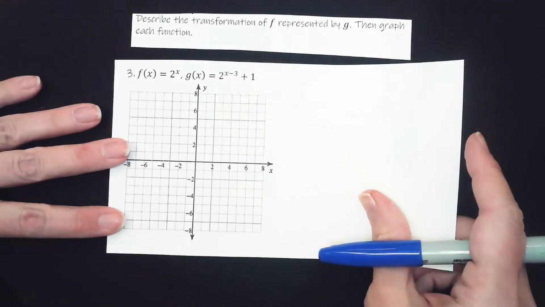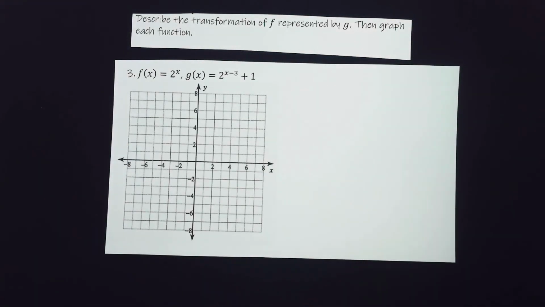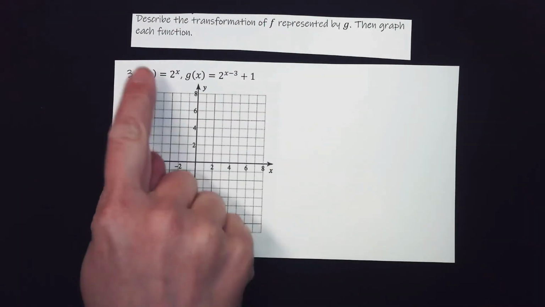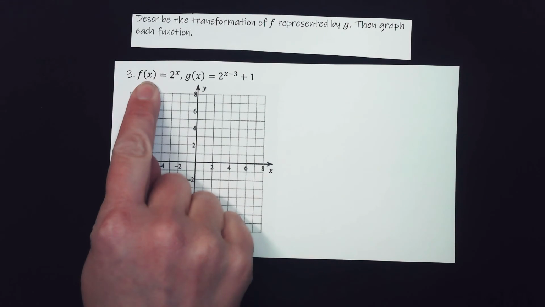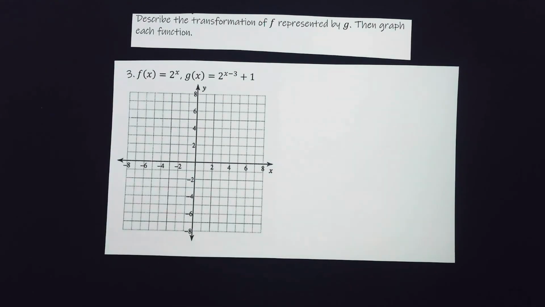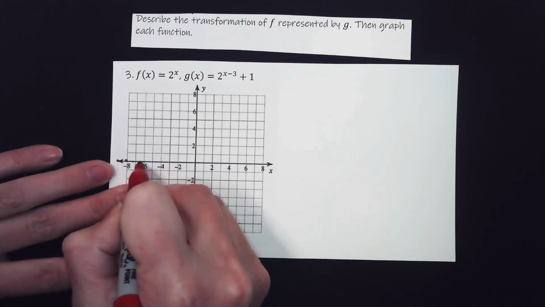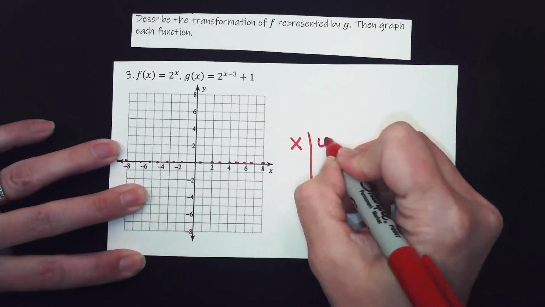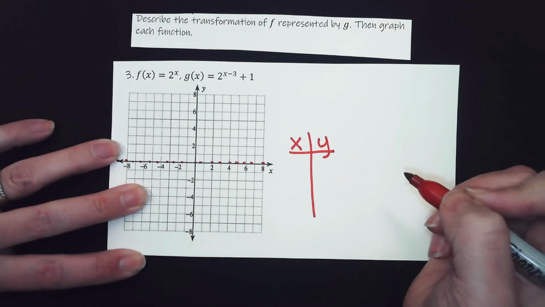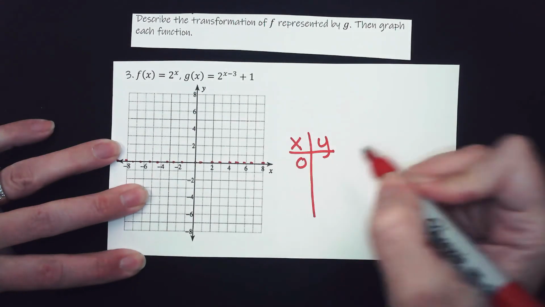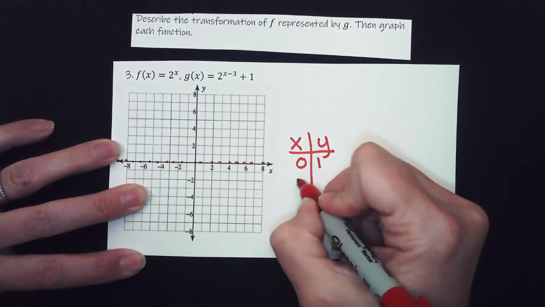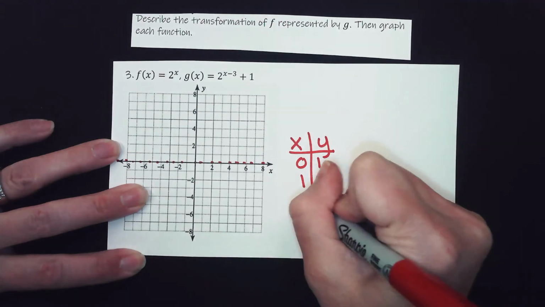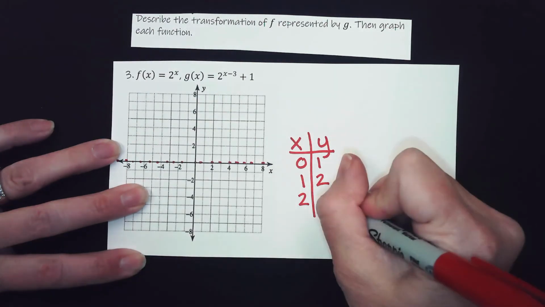Alright, let's do number 3. Okay, so this one starts with f of x being 2 to the x power. So let's graph that. Okay, we have an asymptote. I have my x and y values here. If I plug in 0 for x, 2 to the 0 power is 1. If I plug in 1 to x, I get 2 to the first power is 2. If I plug in 2 to x, 2 squared is 4.